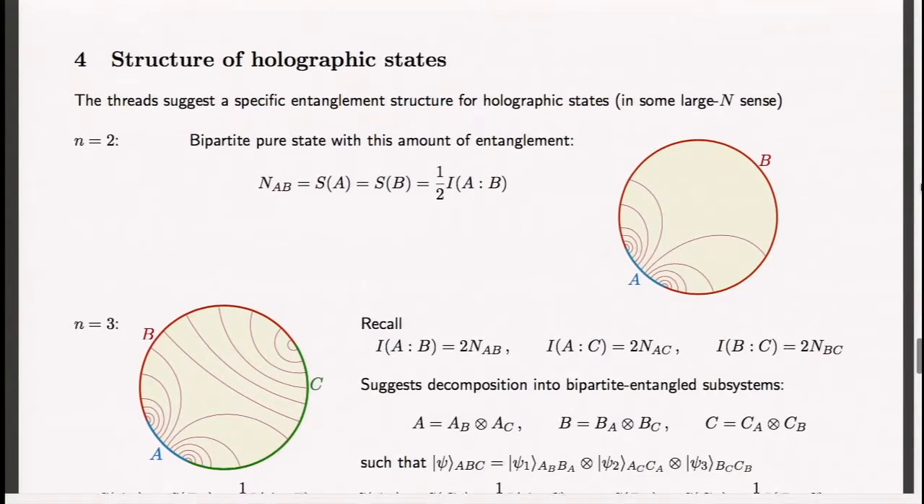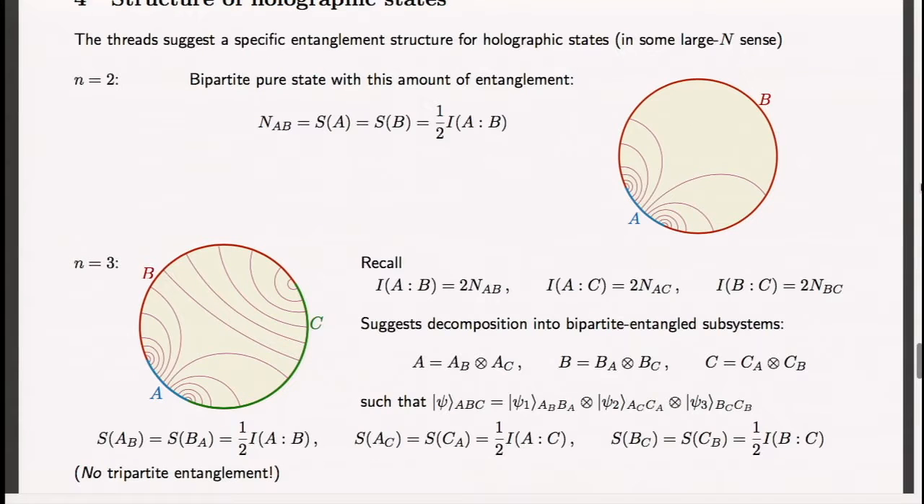For n equals 3, what the picture looks like, based on these equations that we had before, is that we have only bipartite entanglement. In other words, there's some part of the A Hilbert space and some part of the B Hilbert space which together are in a pure state. The rest of the A Hilbert space with some part of the C Hilbert space together are in a pure state, and the rest of the B Hilbert space and the rest of the C Hilbert space together are in a pure state. And there's no tripartite entanglement.